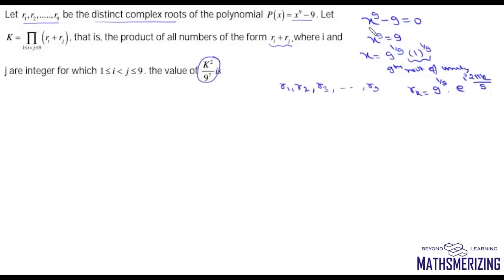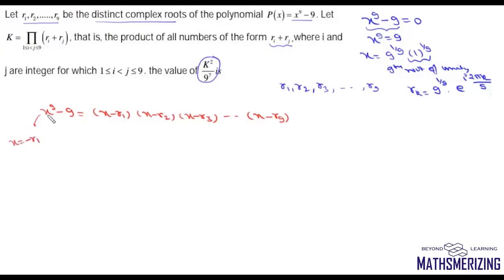Now we also know that we can express any polynomial as product of its factors. So we can write x to the power 9 minus 9 as x minus r1 into x minus r2, x minus r3 and up to x minus r9. Now in this equation, what we'll do is we'll put x as minus r1.